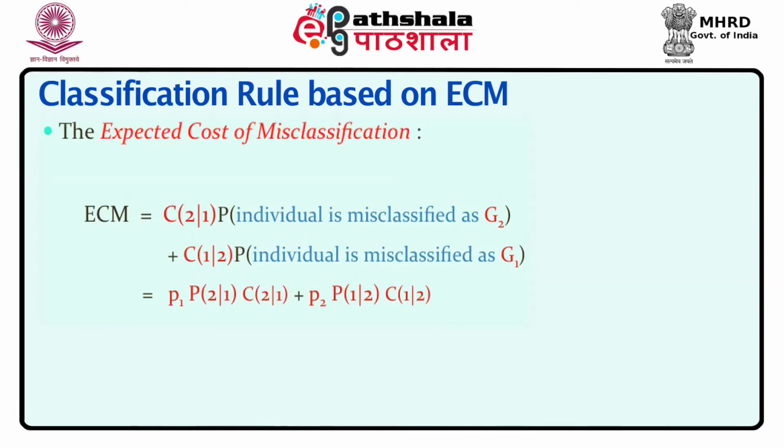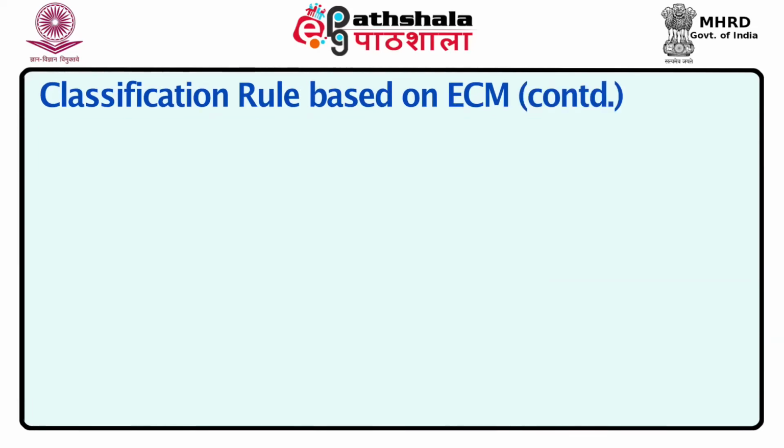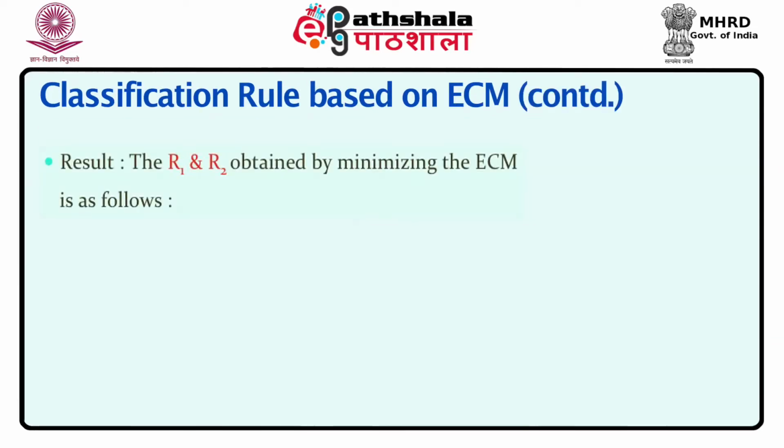And so the expected cost of misclassification, or ECM, is the sum of these two components: P1 into P2 given 1 into C2 given 1, plus P2 into P1 given 2 into C1 given 2. And what we need to do is to find R1 and R2 such that the ECM is minimized. Now, the result that actually gives a rule, or a distinction between R2 and R1, which minimizes the ECM is as follows.